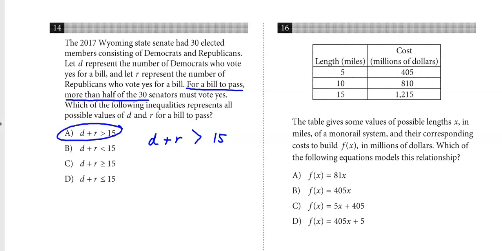C looks pretty good, but that equal really screws it up because now it doesn't pass. Now it's tied 15-15. So C doesn't work. The other two are less than, so they were no good anyway. All right, number 15.